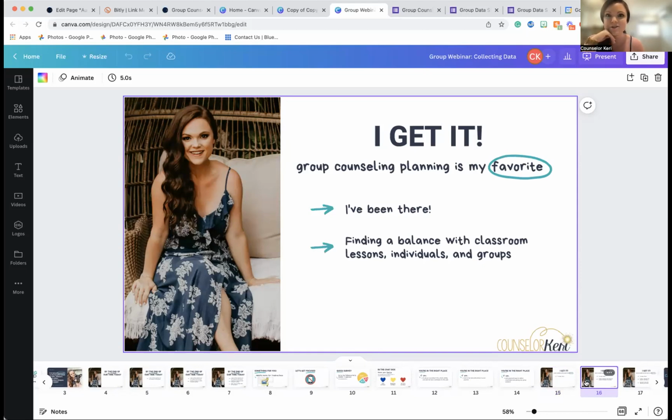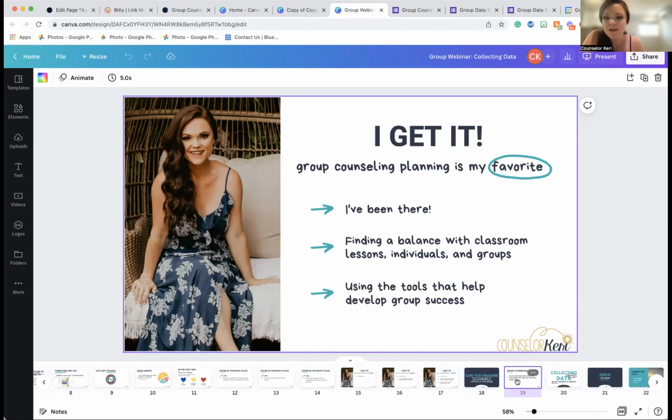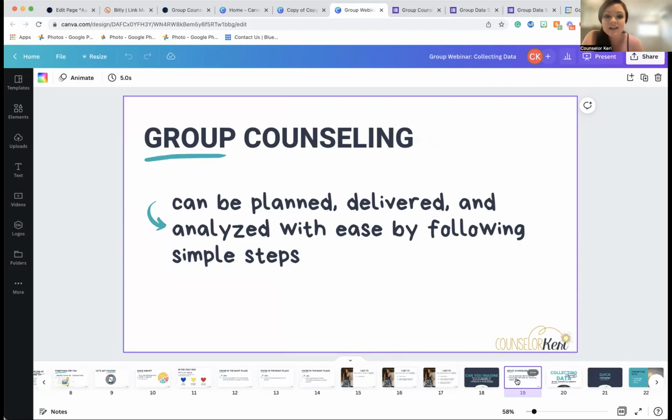And sometimes that data piece is the one that falls through the cracks, especially when you're trying to find some sort of balance between everything: your lessons, your individuals, your groups. We know that we should be collecting data, but actually having the tools to do it is sometimes the thing that gets left out of the plan. So we are going to be looking at some ways that we can plan, deliver, and analyze that with ease, with very simple steps.